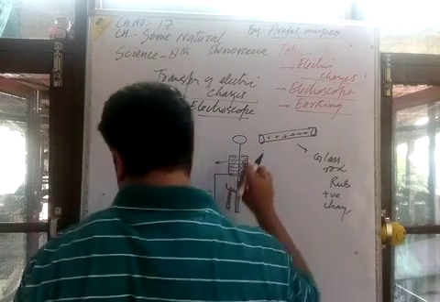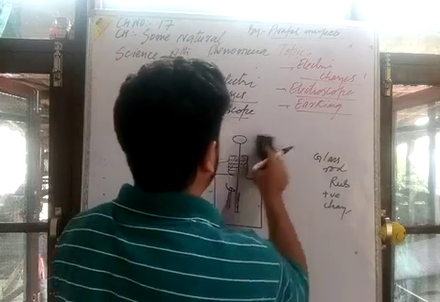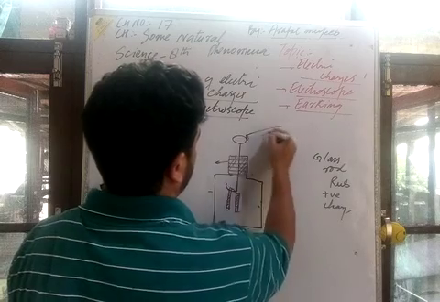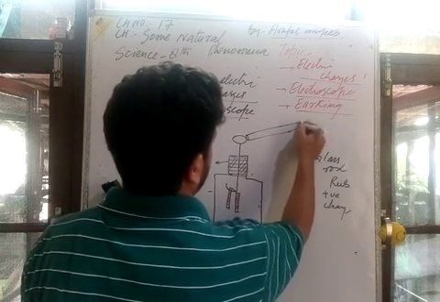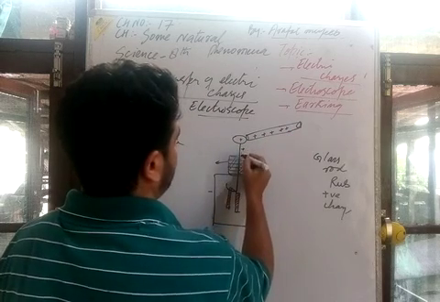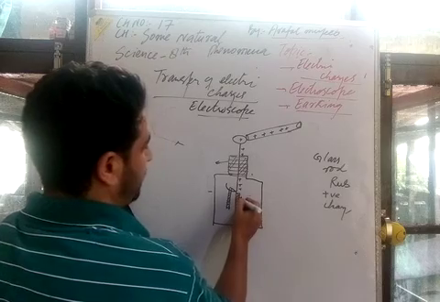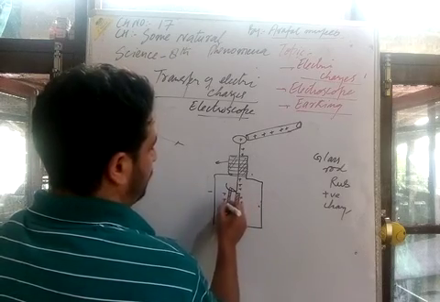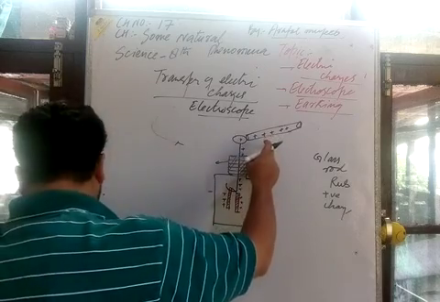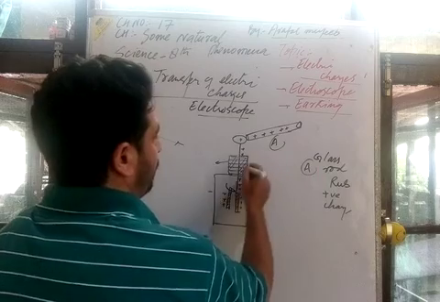When you touch the knob of the electroscope with the electric rod, the positive charges will start to transfer. All the positive charges begin to flow from body A. What is body A? It is a glass rod, to body B.